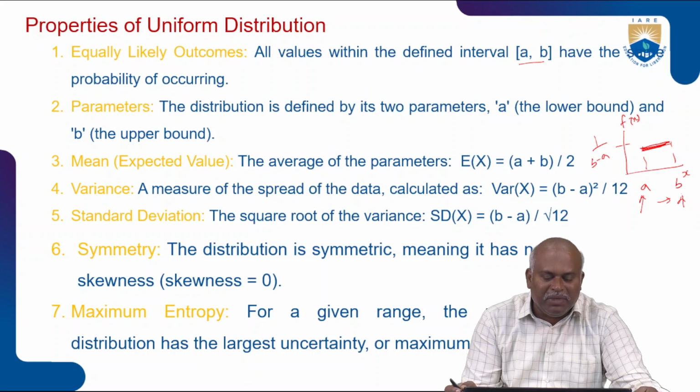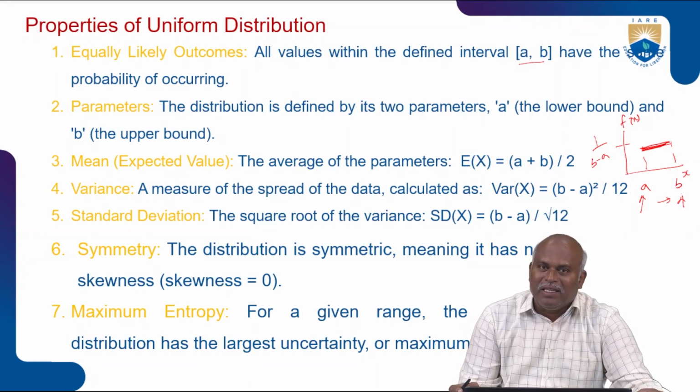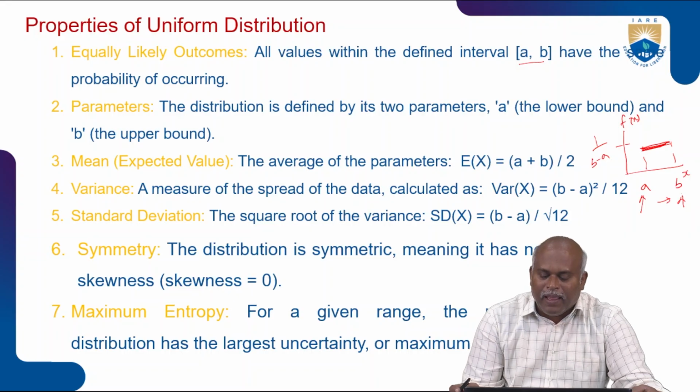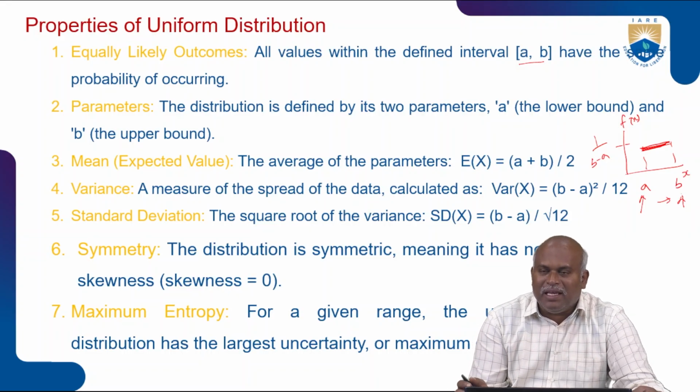Next property, mean or expected value. The average of the parameters in the case of the uniform distribution is represented as the mean. That mean I represent as the mathematically expected value.